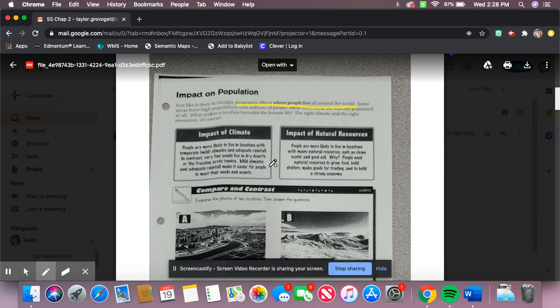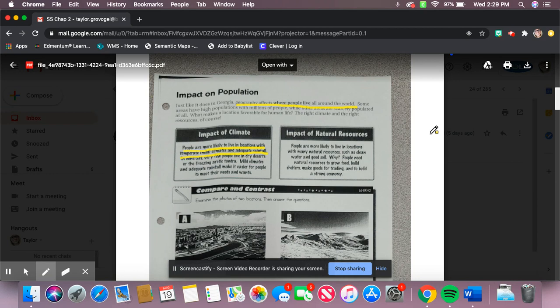So we are going to have more people that live in these temperate climates, which have mild climates like Georgia and have rainfall, versus living in the tundra, which is pretty much ice, a frozen land, or the really hot, dry deserts, because it's really hard to live in those areas. Let's look at our impact. People are more likely to live in locations with temperate climates and adequate rainfall.